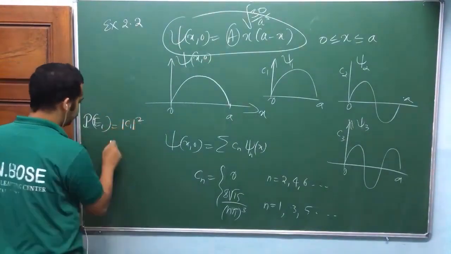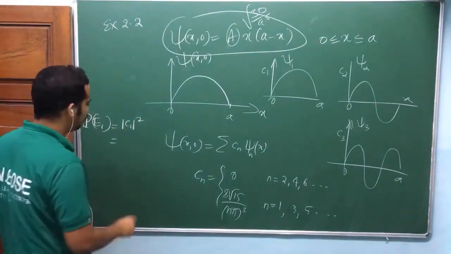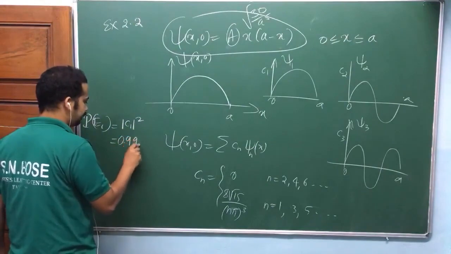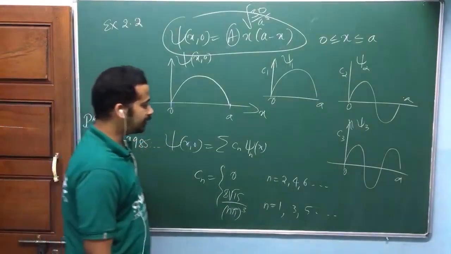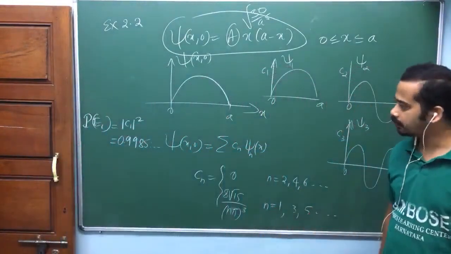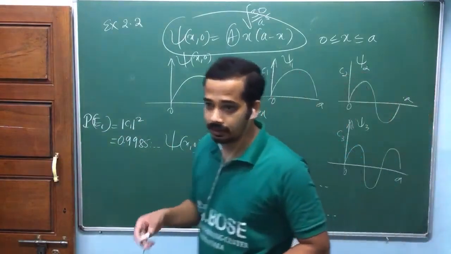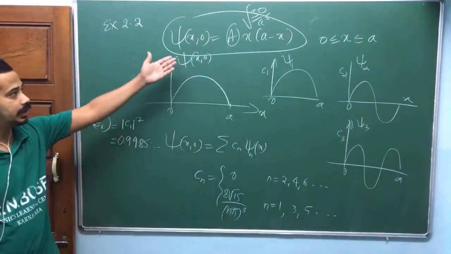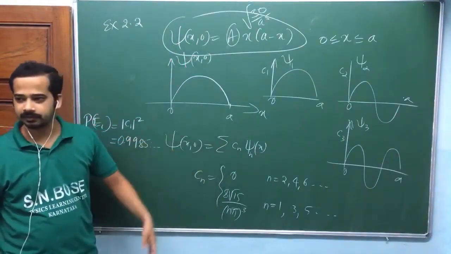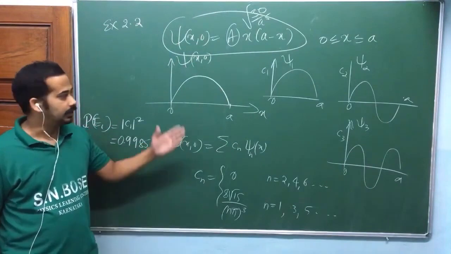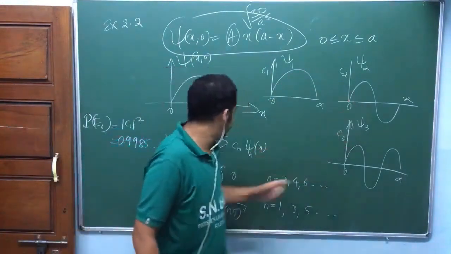It's almost, any idea? 0.9985. 99.8% or 99.9%, can I say like this? Approximately. Okay, 99.8% of the time, if you do the measurement on an identically prepared system with this state, you are getting the ground state. Why? In this decomposition, this is very dominant. You will never get this one, C2 equal to 0, isn't it?